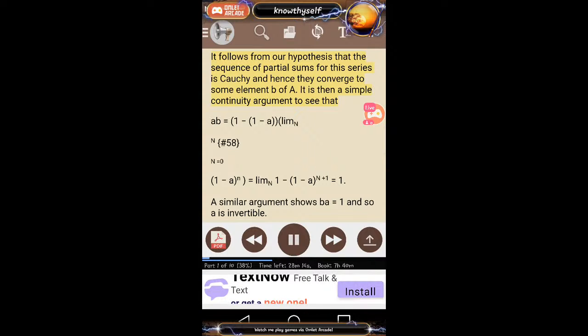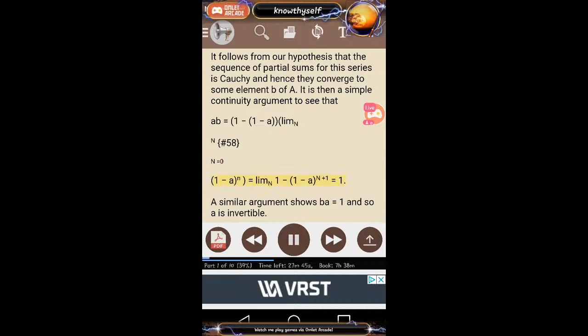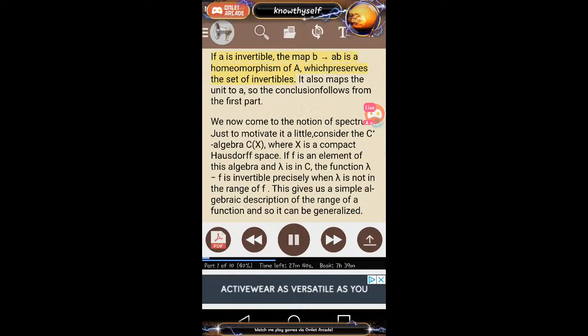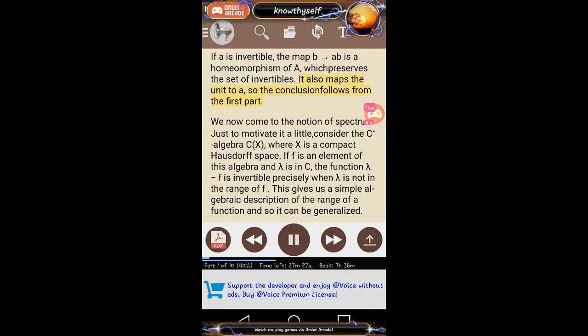It is then a simple continuity argument to see that ab = 1 - lim of (1 - a)^(n+1) = 1. A similar argument shows ba = 1, and so a is invertible. 2. If a is invertible, the map b maps to ab is a homeomorphism of A which preserves the set of invertibles. It also maps the unit to a, so the conclusion follows from the first part.